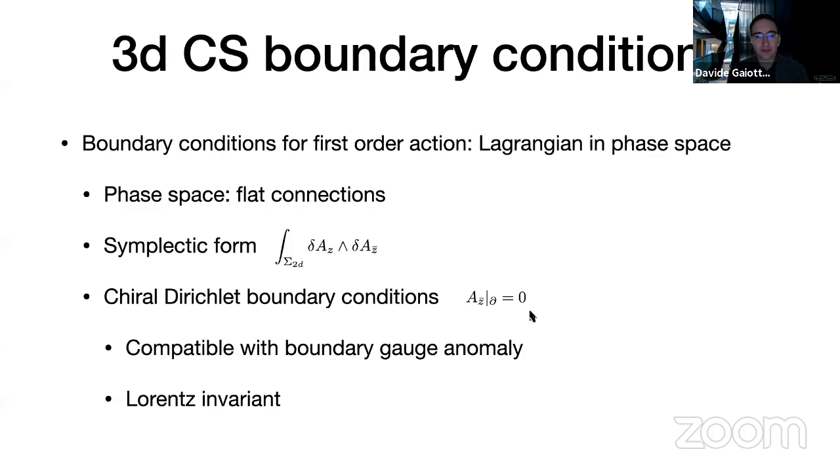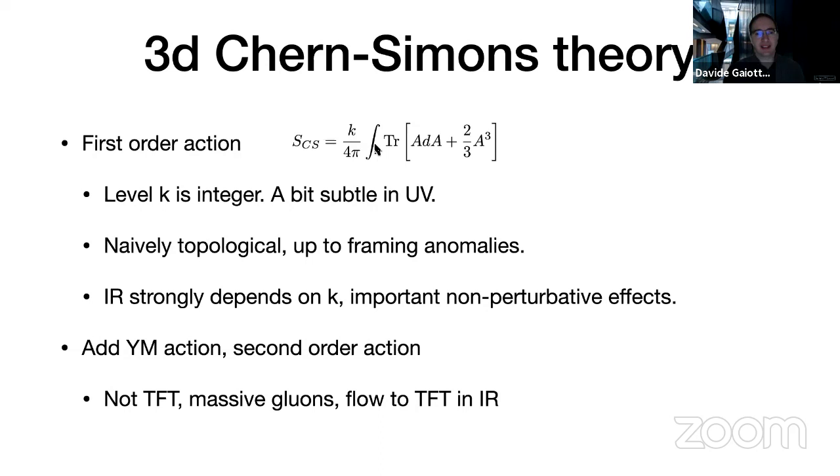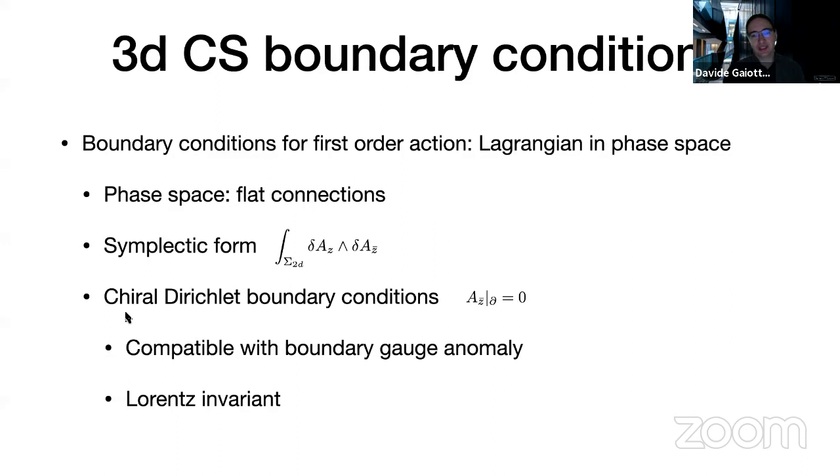You also need to specify what you're doing with the gauge transformations, and it's natural to pick Dirichlet boundary conditions, meaning that the gauge transformations go to one at the boundary. This is because this action gives rise to a two-dimensional gauge anomaly at the boundary by anomaly inflow. And so choosing Dirichlet boundary conditions is the simplest way not to have to worry about that anomaly. I will discuss some alternatives later.